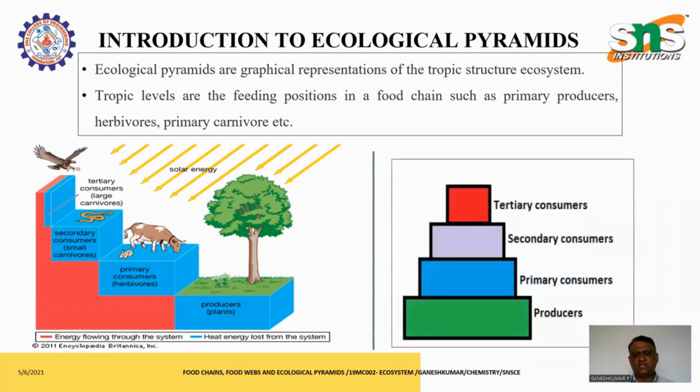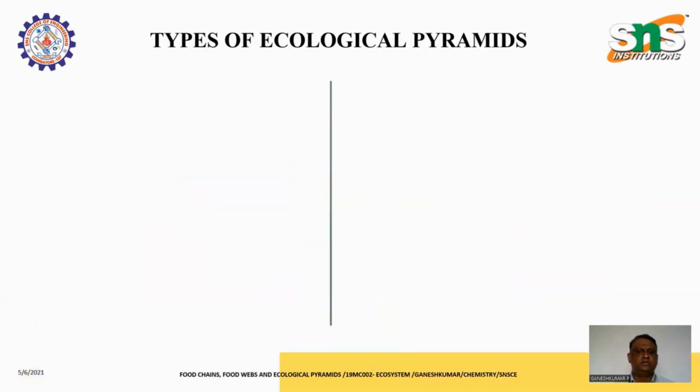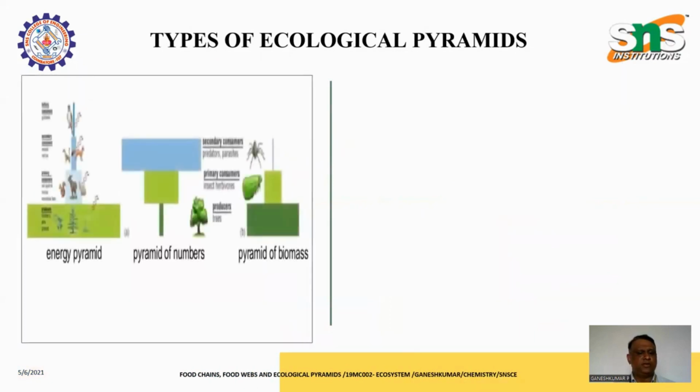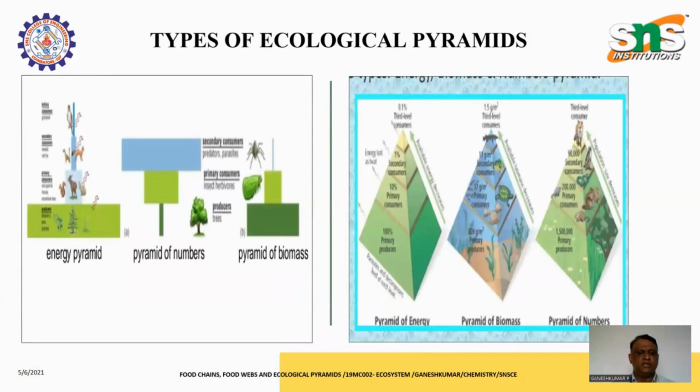So this is a pyramid-like structure. The bottom is broad. That is the producers, and the primary consumers are a little bit smaller, then the secondary consumers, then the tertiary consumers at the top of the ecosystem. So, types of pyramids. There are three types. One is the energy pyramid. Another one is the pyramid of numbers. Another one is the pyramid of biomass.